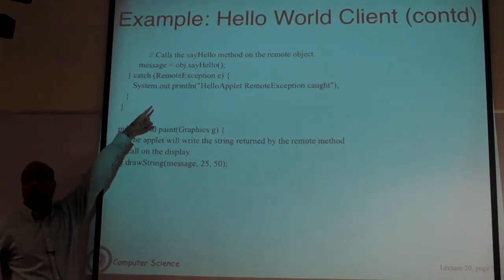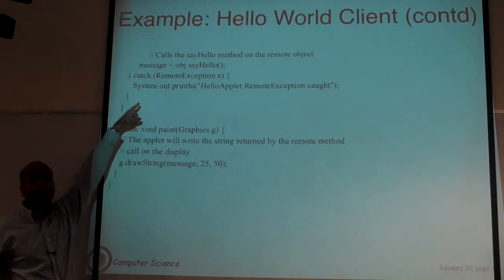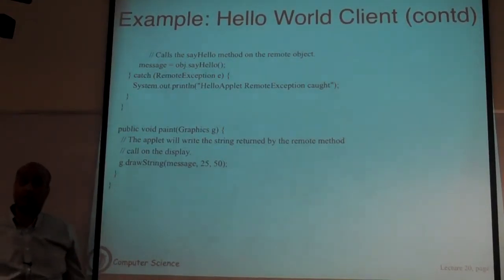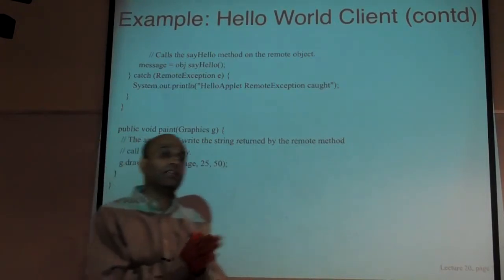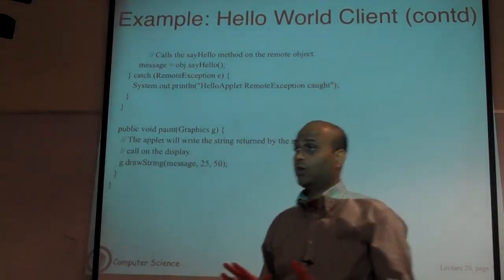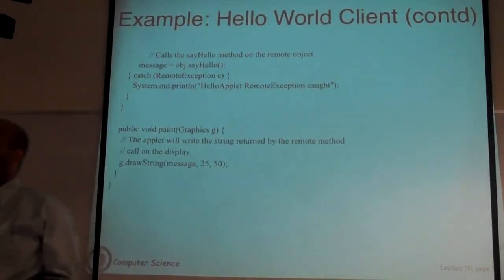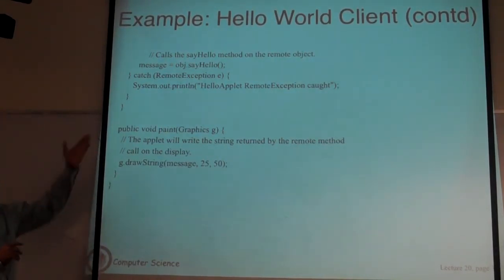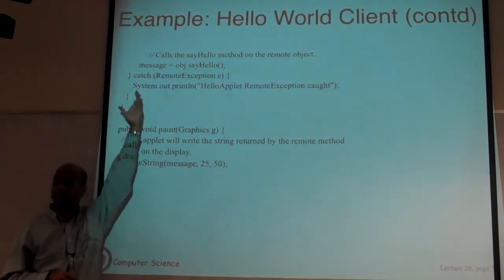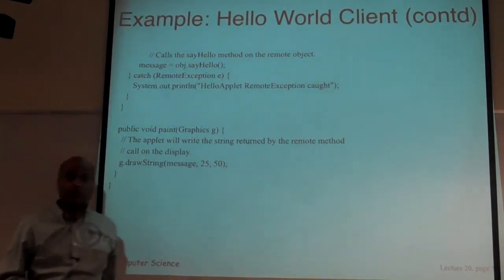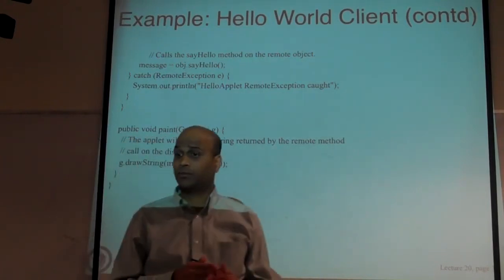That looks like you are calling a method on a local object. It just so happens that this object is actually sitting on another machine. So your code looks exactly the same as if you are calling a local object. So you can write it without too many new abstractions. And then, as I said, you have to handle something called remote exceptions, because if there's a network error, you will get an exception.